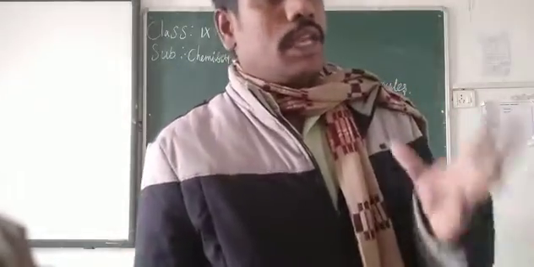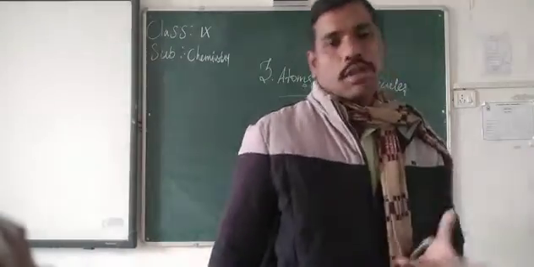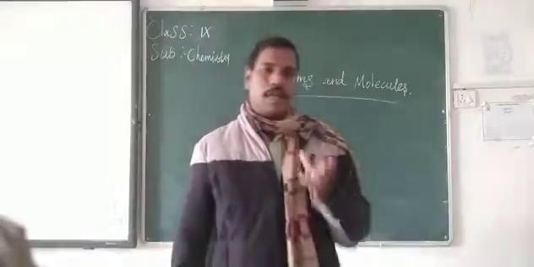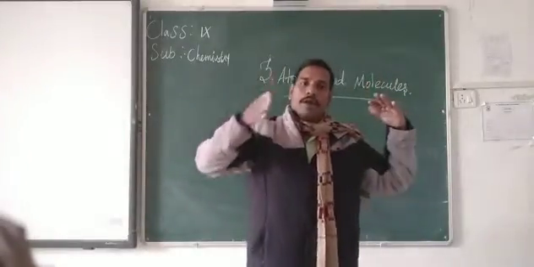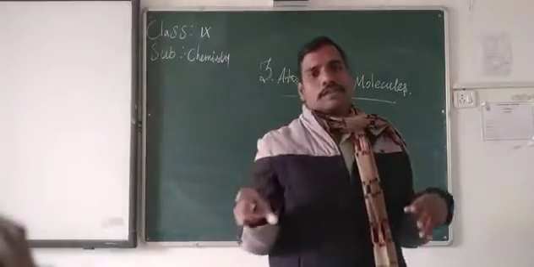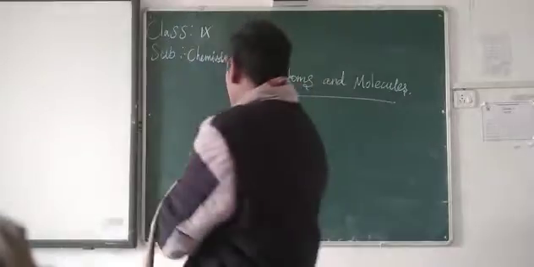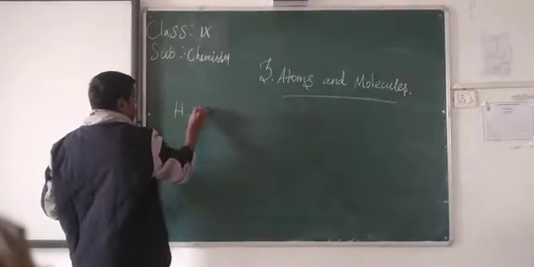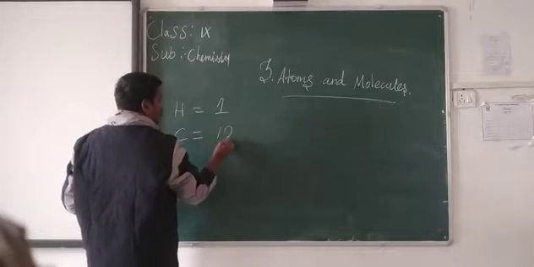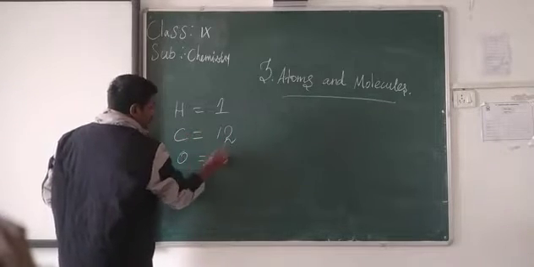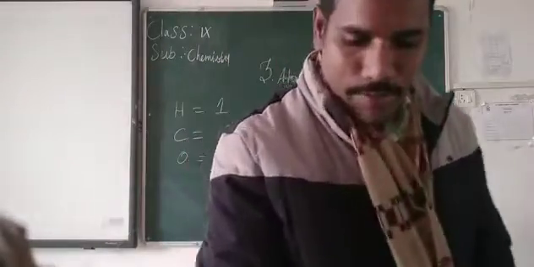Atomic mass unit is a mass which is equal to 1/12 of one carbon atom. If we take the carbon atom mass and divide it into 12 parts, that one part we have taken as an atomic mass unit. For example, hydrogen atomic mass is 1. Then for carbon it is 12. Then for oxygen it is 16. So these are the atomic masses of some elements.